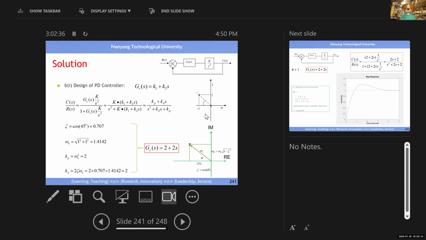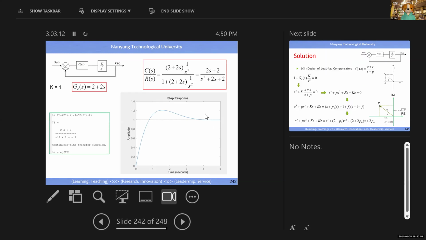You plug in inside here, then you have a look at the denominator, right? So you can say I want zeta equal to 0.7 because the rule is here. Omega n is what? Square root of 1 square plus 1 square. Okay, this is omega n, the distance from here to here. You can compute zeta omega n. This guy is omega n square, this is 2 zeta omega n. Then you can solve for Kp, right? So this is the design solution for the PD controller, design method 3. Then you use MATLAB, you see, very nice, right?